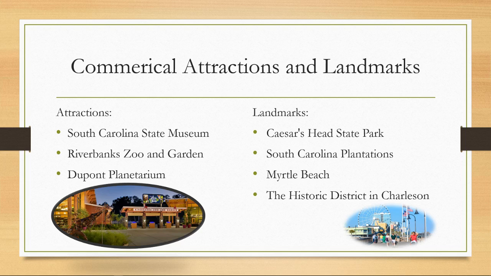Commercial attractions and landmarks. Most of South Carolina's attractions come from science-y or nature-specific things. And so the Riverbank Zoo and Garden is pretty famous, and then the DuPont Planetarium. Both of those make a lot of sense since many of the biggest industries are in aerospace, which isn't directly related to space travel. It's more around construction of planes, but it's fairly similar fields. And then life science was one of their big ones with biotechnology, and so the Riverbank Zoo and Garden kind of goes hand in hand with that.